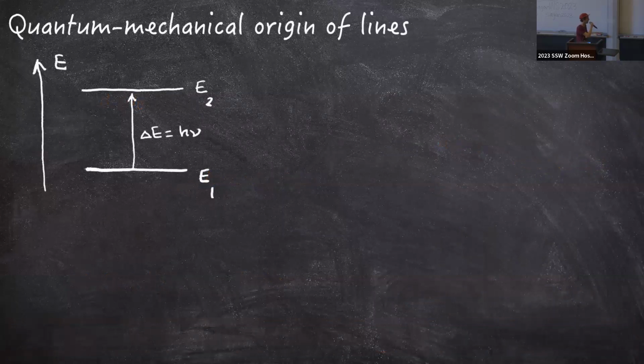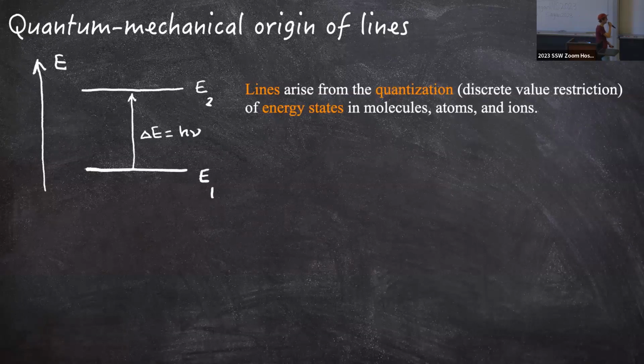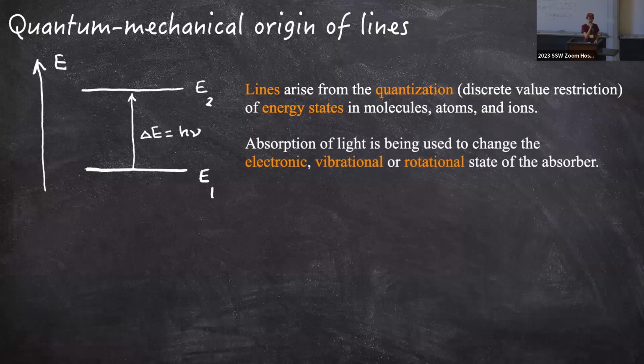Okay, so why do we have lines in the first place? Well, they're formed due to quantum mechanics. As we all remember, energy states of molecules, atoms, ions, and so on, are quantized. There are only discrete values that are allowed. And if the molecule changes from one energy state to the next, there's an energy difference, and energy can be expressed as h times nu, Planck constant times nu. So if the photon has exactly this frequency nu, it can excite this transition. And these transitions are just state changes in the electronic, vibrational, or rotational state of an absorber.